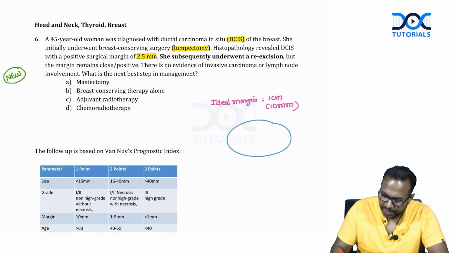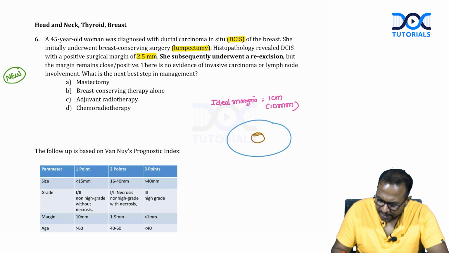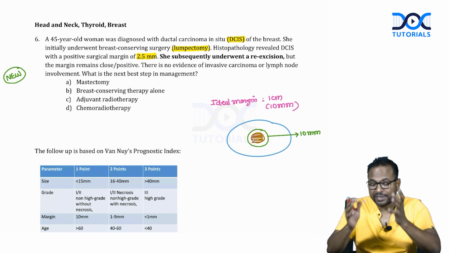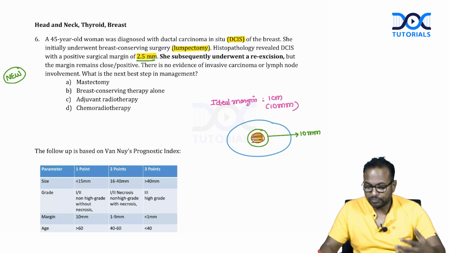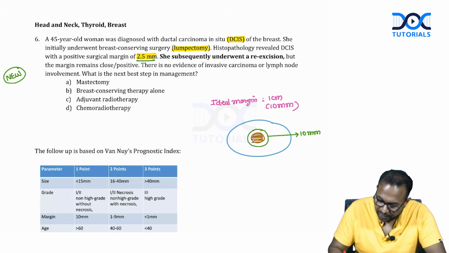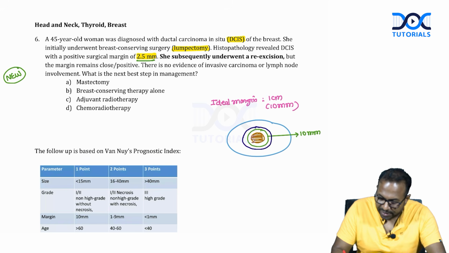For example, this is a tumor you are removing. This is a ductal cancer in situ you are removing. We should have a margin of at least 1 centimeter on all dimensions. 10 millimeter margin is needed on all the sides. But this patient had a margin of 2.5 millimeter. So therefore, what we usually do for a close margin is we redo resection like this. So whichever side there is a close margin, we will redo resection.